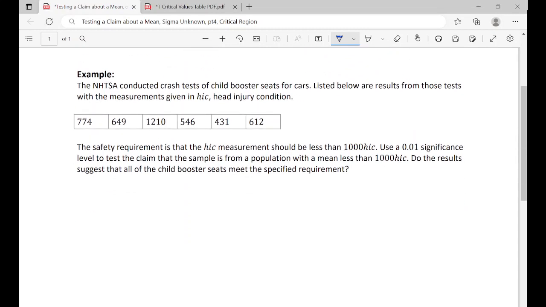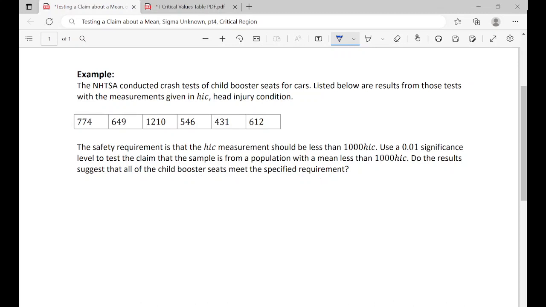So in this example, the NHTSA conducted a crash test of child booster seats for cars. Listed below are the results from those tests with the measurements given in HIC, which stands for Head Injury Condition: 774, 649, 1210, 546, 431, and 612. The safety requirement is that the HIC measurement should be less than 1000 HIC. Using a 0.01 significance level to test a claim that the sample is from a population with a mean less than 1000 HIC. Do the results suggest that all of the child booster seats meet the specified requirement?